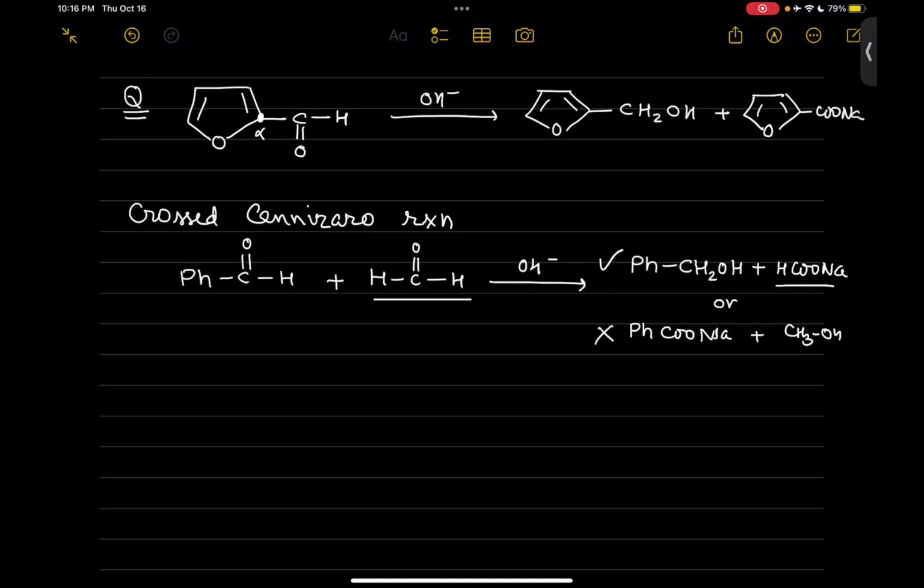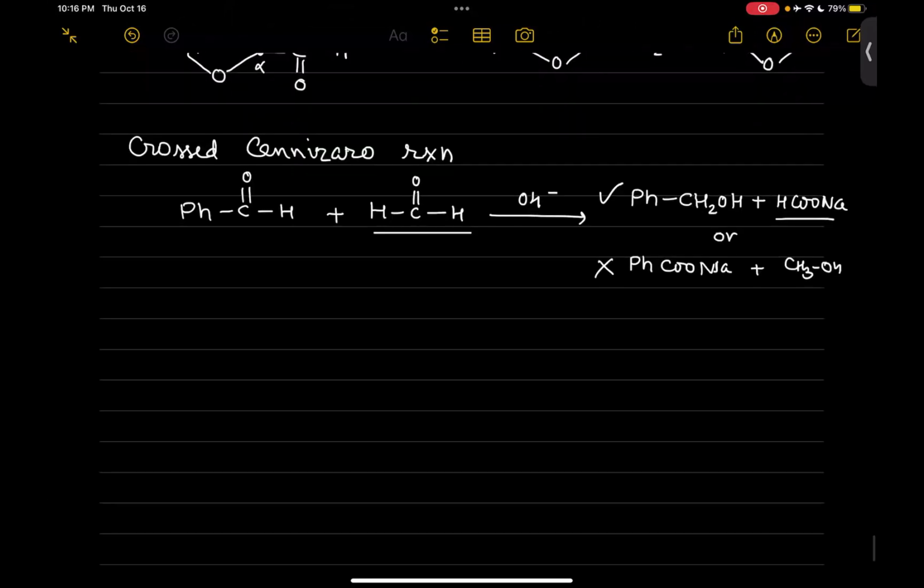Got it? I hope this is clear. In cross Cannizzaro reaction, always keep this in mind. All your questions will be correct, right? Next, suppose I take one more question. This is CHO, pyraldehyde. The common name is mentioned in NCERT, so you have to be careful. This is pyraldehyde and formaldehyde.